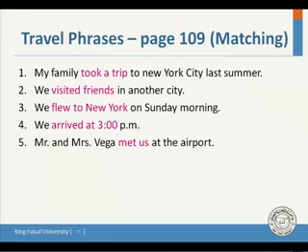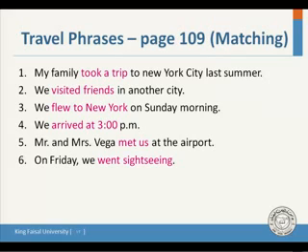Number 5, Mr. and Mrs. Vega met us at the airport. Met, the past tense of meet. Where did they meet us? At the airport. Number 6, on Friday we went sightseeing. Sightseeing means when you go to a city for the first time, you walk or drive around the city to see its buildings, its streets, its monuments. So we went sightseeing on Friday.